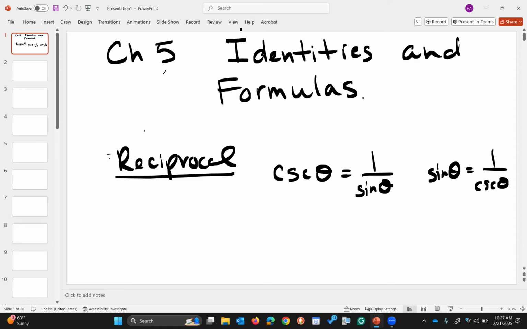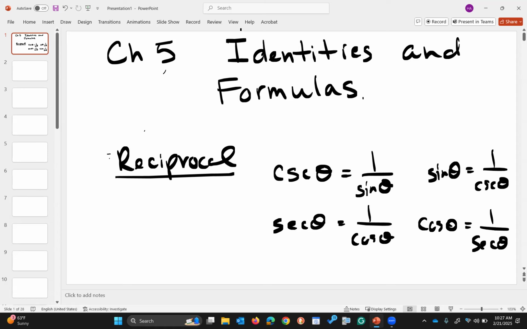Okay, next one on the list. What is the reciprocal of cosine? The secant. Secant is the reciprocal of cosine, and cosine is the reciprocal of secant. One last one for these: cotangent is the reciprocal of tangent. That was an easy one. And it goes the other way around too, so tangent is the reciprocal of cotangent. Okay, got those. I think they were called the basic identities.